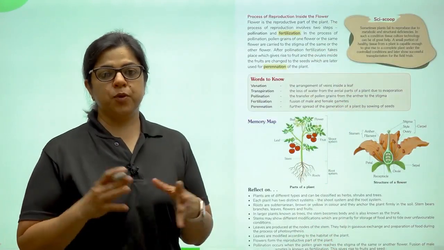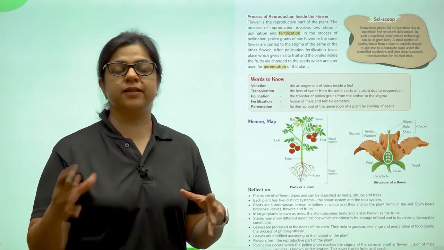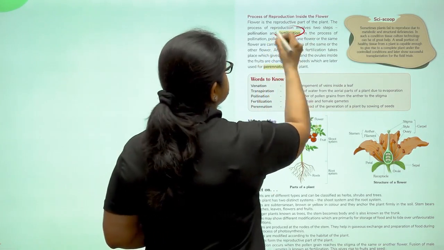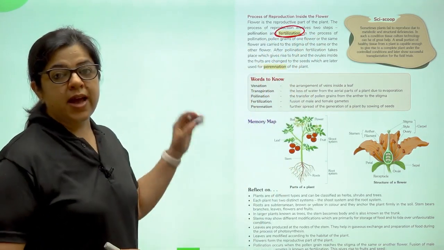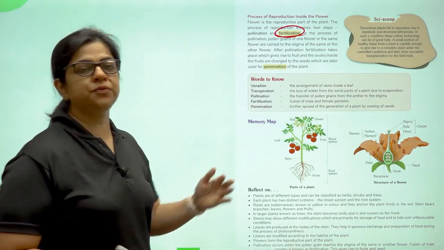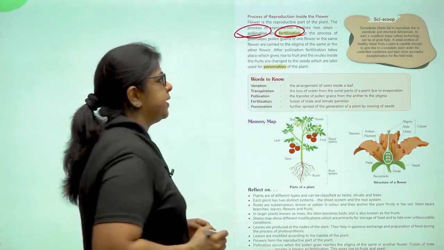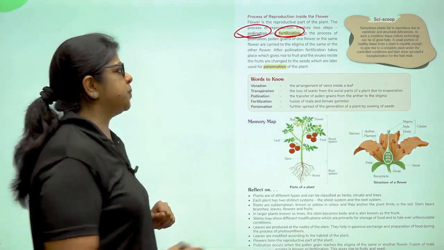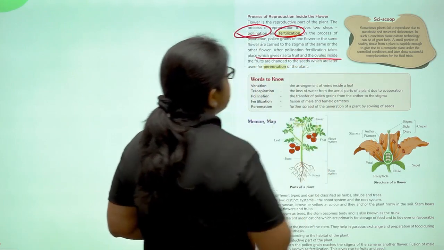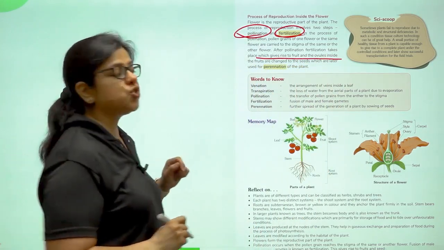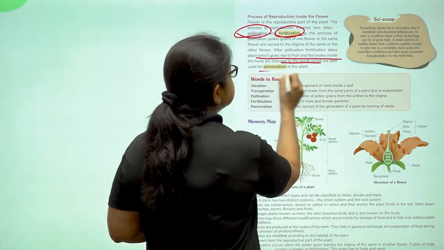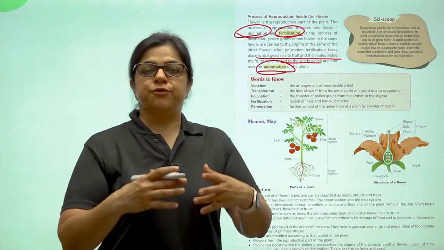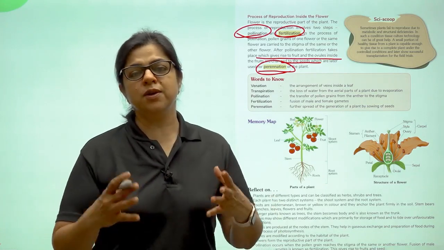So the process by which the male gamete and the female gamete combine to form the zygote is known as fertilization. And the process of transfer of the male gamete to the female gamete is known as pollination. Now children, after pollination, fertilization takes place, which gives rise to fruit, and the ovules inside the fruit change into seeds. This is used for perennation of the plant. Perennation means further spread of seeds and growth of the plant.